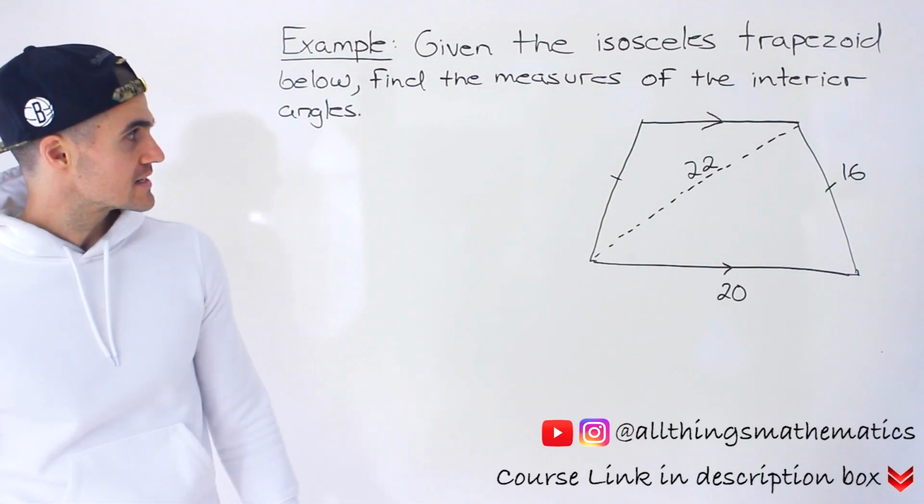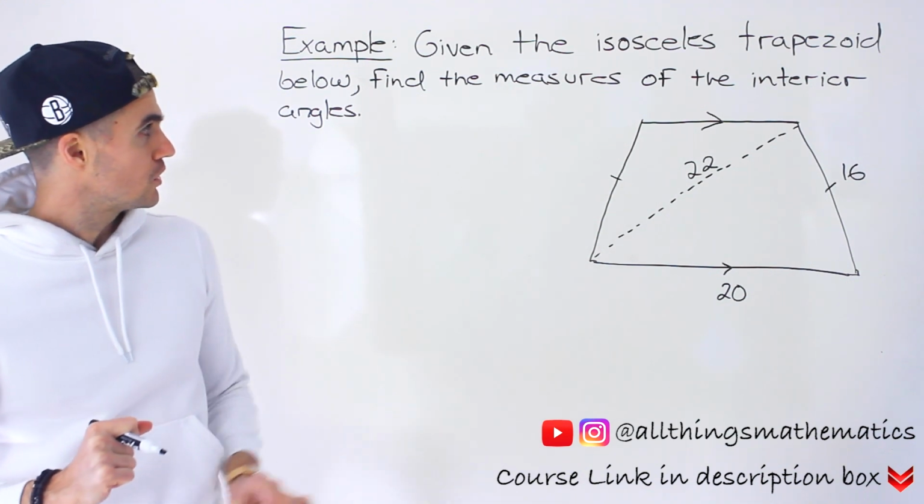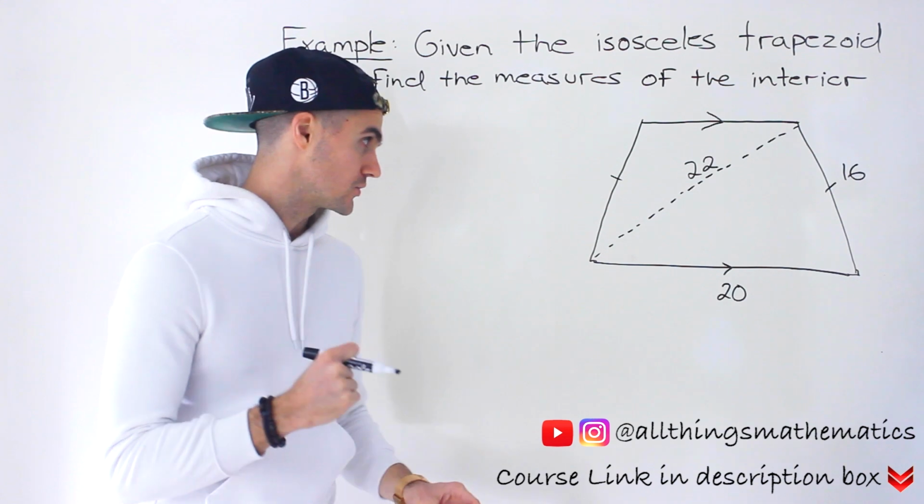Moving on to the next example, dealing with trigonometry. Given this isosceles trapezoid below, we have to find the measure of all of the interior angles.